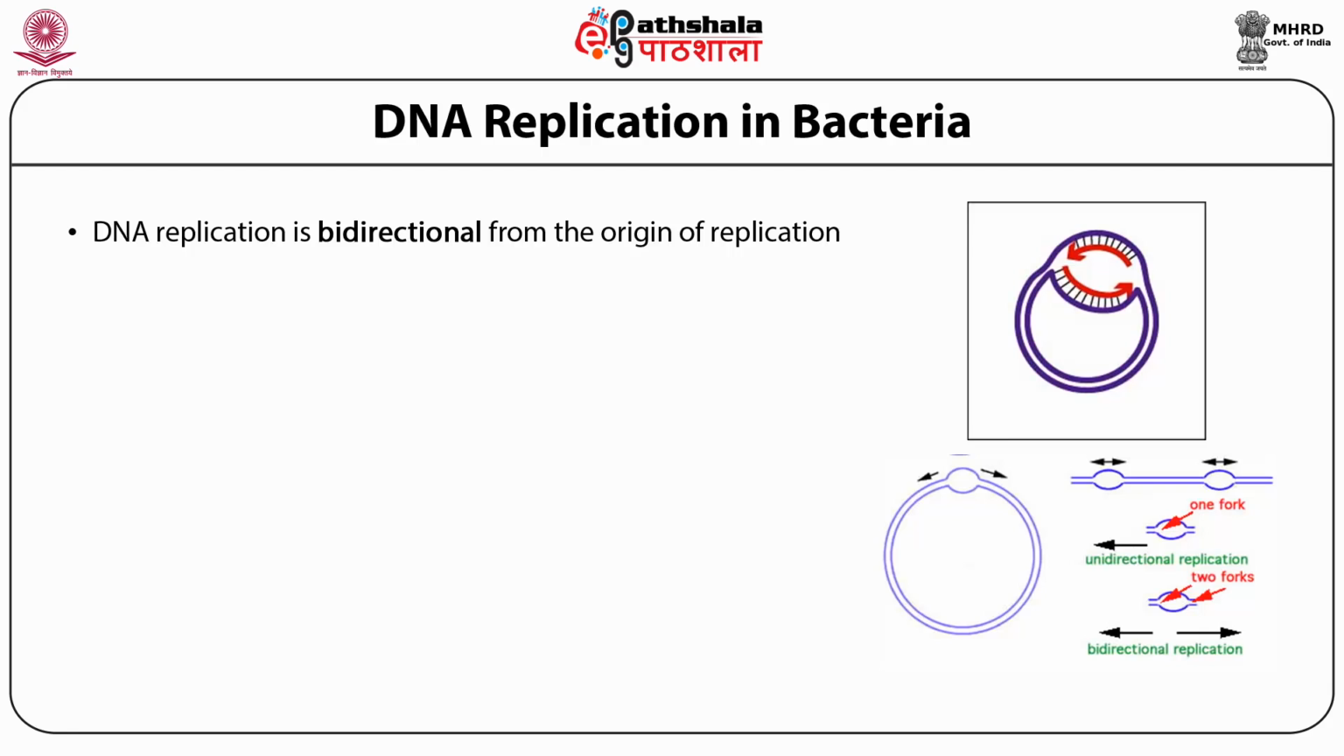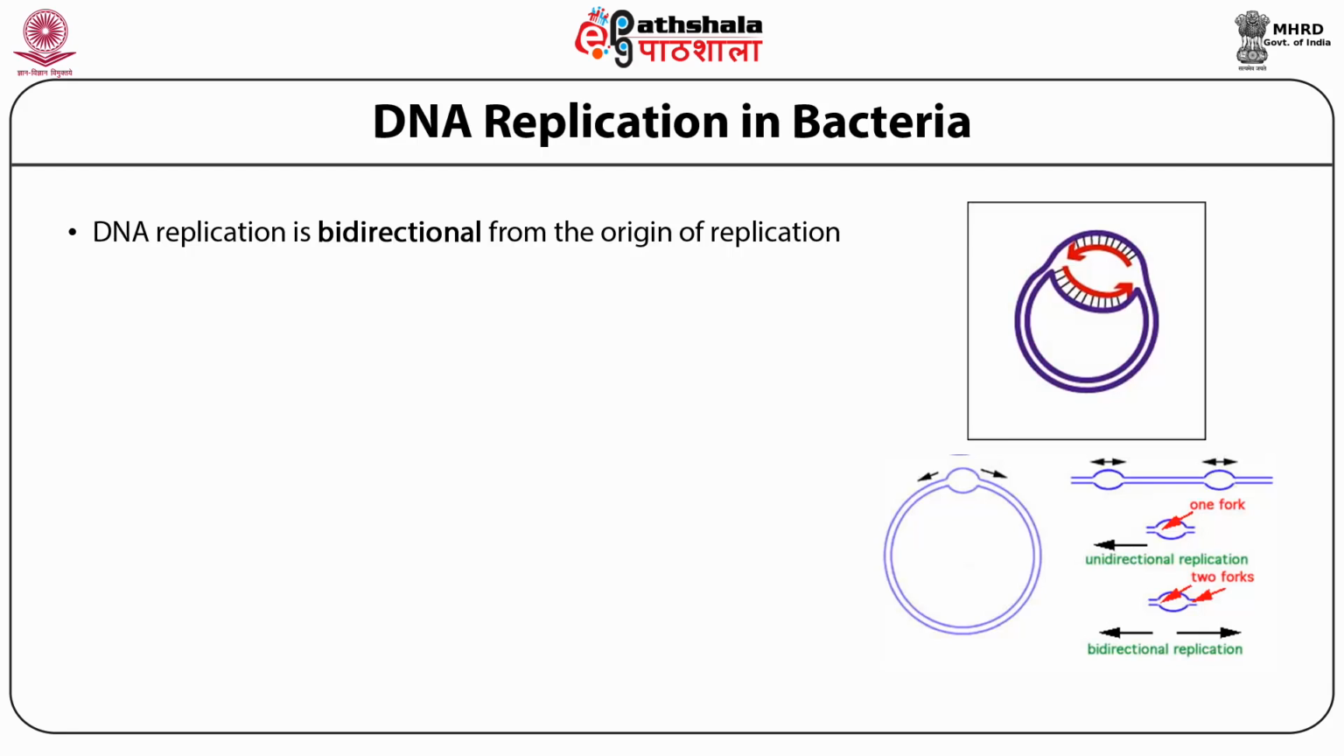What does bidirectional mean? It means that at each replication fork you will have two strands being formed, one using the top strand as the template, and one using the bottom strand as the template.